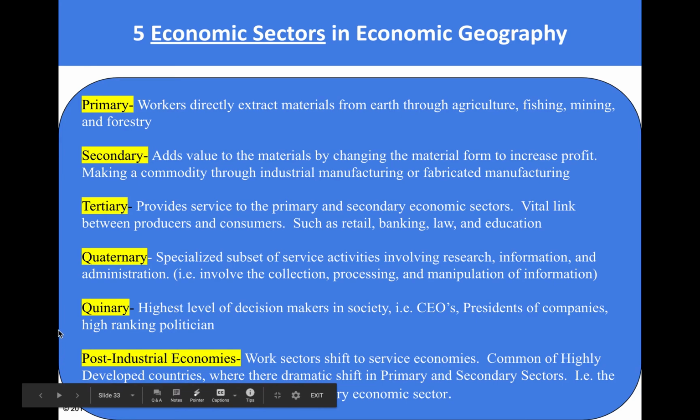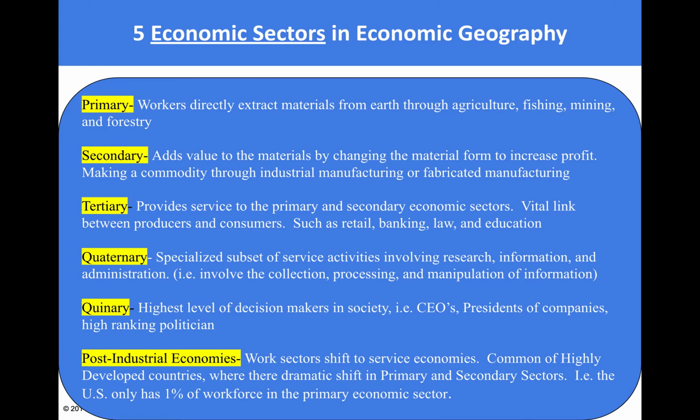All right, there are 5 economic sectors. Your book talks about 3, but other books talk about 2 more, and you should know all 5 for the test. The economic structure has 5 economic factors. Those factors or sectors are the primary economic sector that extracts materials from Earth, so agriculture, fishing, mining, forestry. Secondary is manufacturing, so people that work in the job sector where they take the material and make a commodity out of it, or a manufactured output. This is a secondary job.